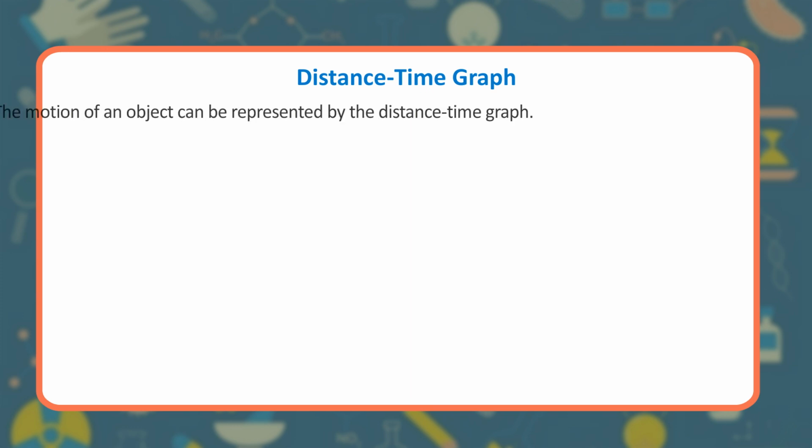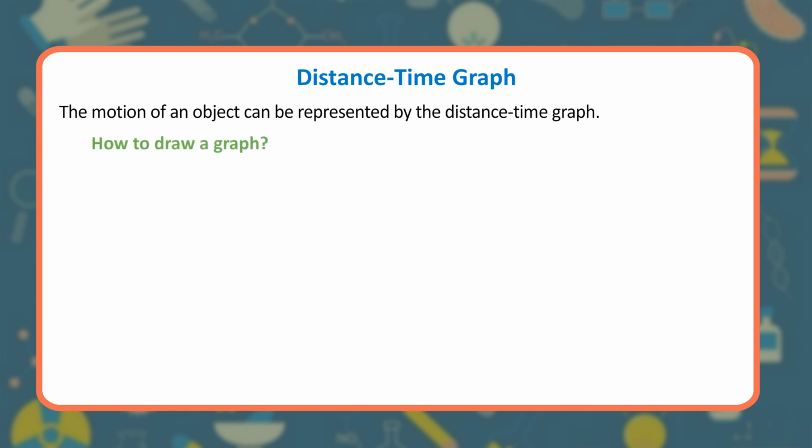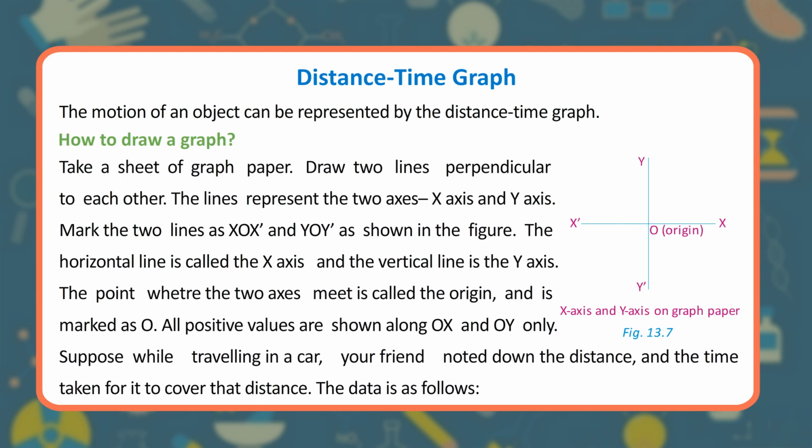Distance-time graph. The motion of an object can be represented by the distance-time graph. How to draw a graph? Take a sheet of graph paper. Draw 2 lines perpendicular to each other. The lines represent the 2 axes, x-axis and y-axis. Mark the 2 lines as X and Y as shown in the figure. The horizontal line is called the x-axis and the vertical line is the y-axis. The point where the 2 axes meet is called the origin, and is marked as O.